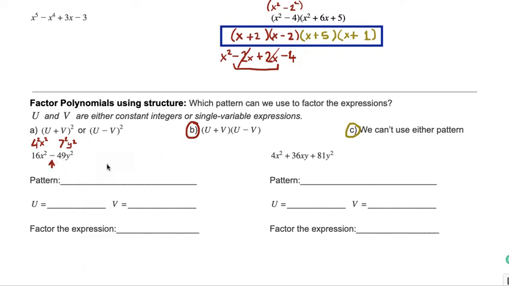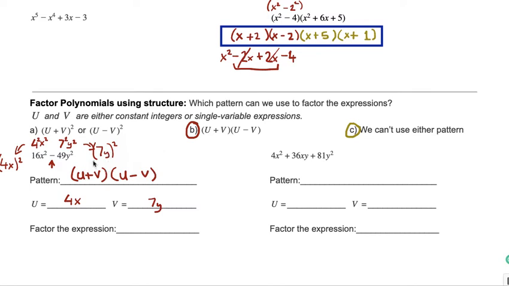Okay, so we see that this is a U plus V, U minus V pattern. And what we see here is that our U must be this. Well, let's break it out. 4 squared x squared is the same as saying 4x all squared, right? This here is 4x. Our V is 7 squared y squared. That's the same as saying 7y all squared. So our V is 7y, right?